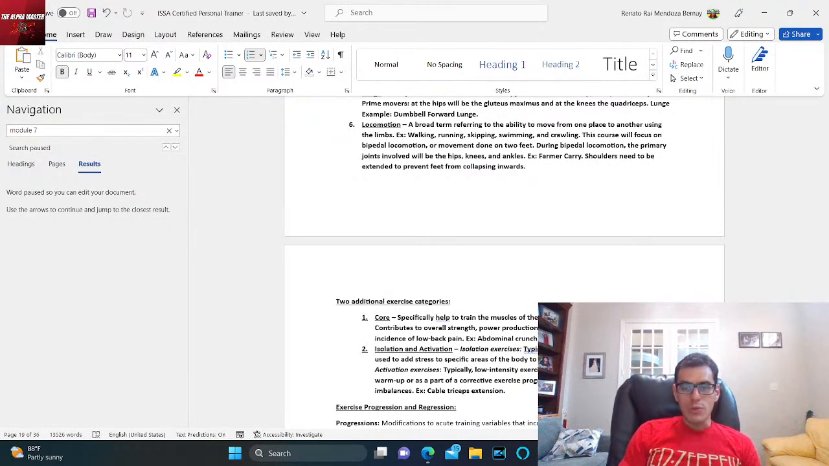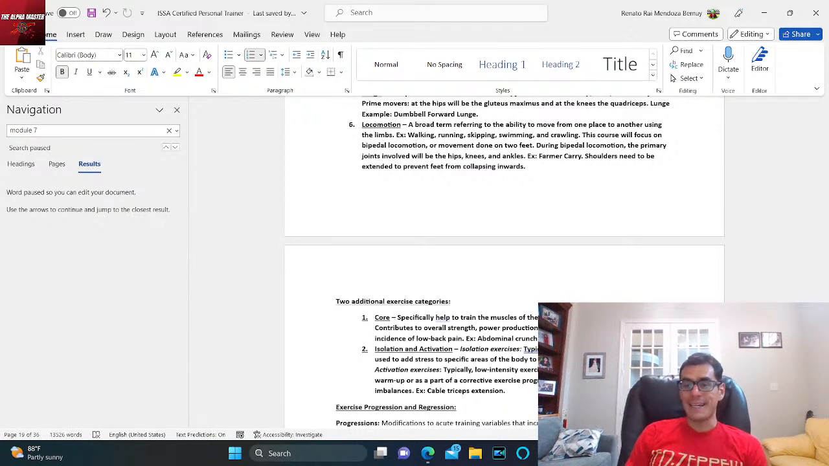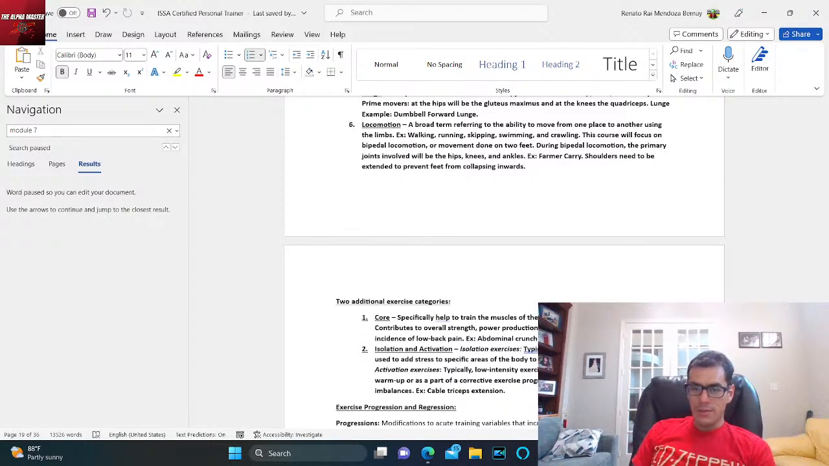Core training specifically helps to train the muscles of the pelvis, the lower back, the hips, and the abdomen. It contributes to the overall strength, power production, balance, and stability, and lowers the incidence of low back pain. Examples are going to be the abdominal crunch and planks.